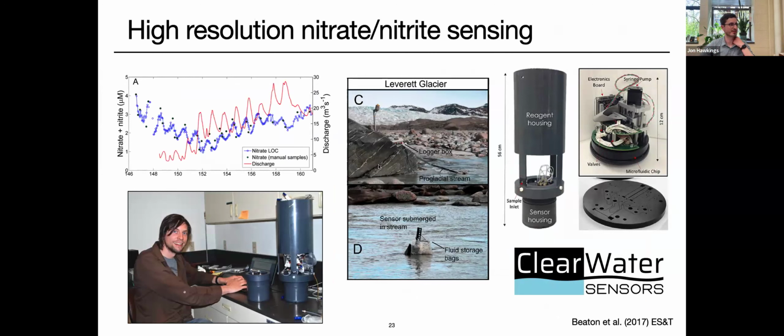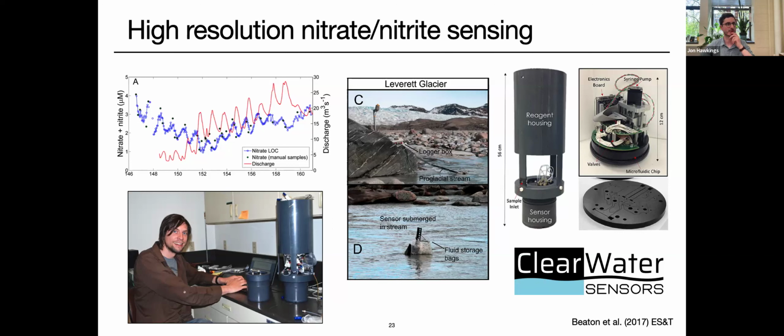And I just wanted to put this in there because I think it's really cool. These are some sensors that some colleagues of ours were working on from the National Oceanography Centre in the UK. This is Alex Beeden, who is the mastermind of this nitrate sensor. He's now working for a spin-off company called Clearwater Sensors. And we deployed one of these nitrate sensors into the proglacial river of Leverett Glacier. You'll see it here. And these sensors read off nitrate concentrations every 15 minutes to half an hour.